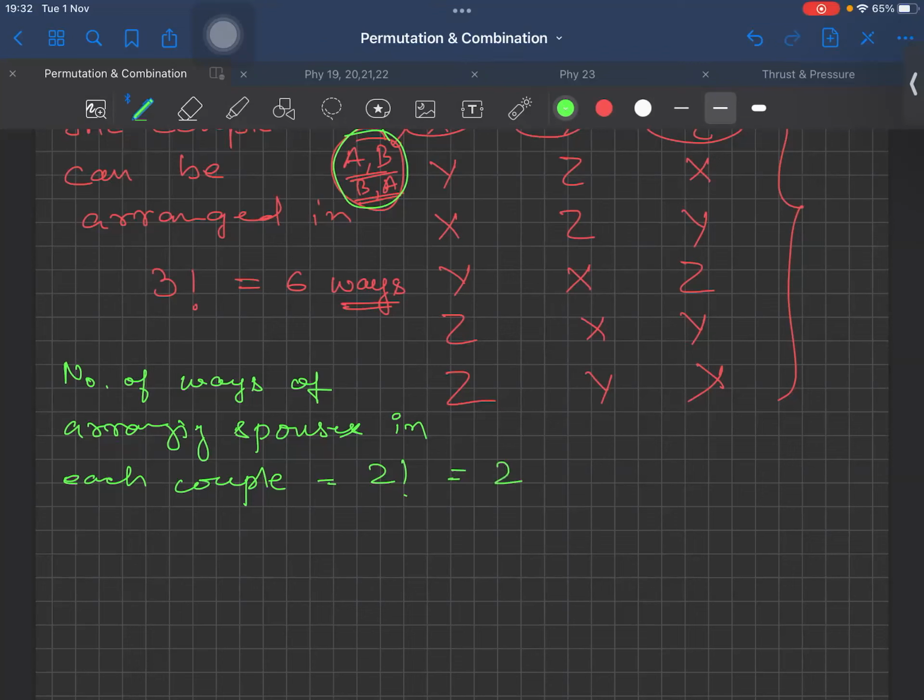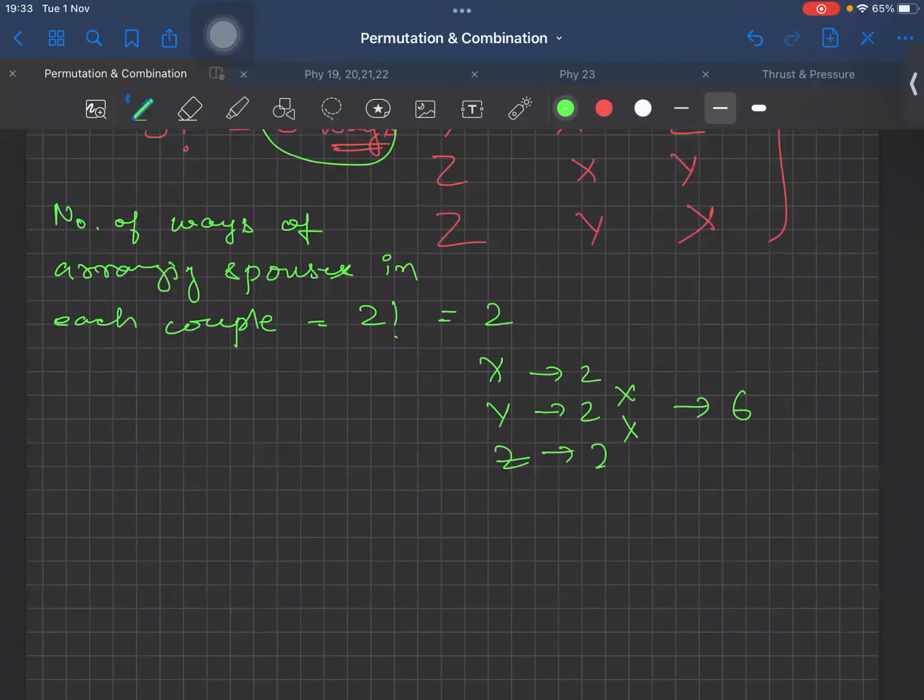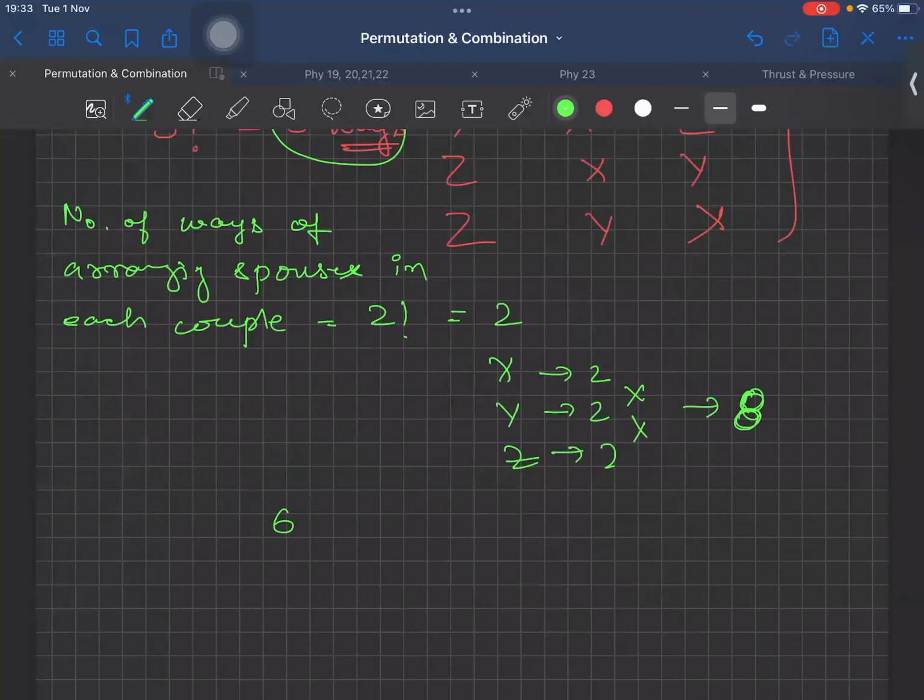Now how many combinations are possible? See, each couple can be arranged in 2 ways, right? So X can be arranged in 2 ways, Y can be arranged in 2 ways, Z can be arranged in 2 ways. That means 2 into 2 into 2, which is 8 ways. And there are also 6 ways of arranging couples. So the total will be 6 into 8, that will be equal to 48 ways.